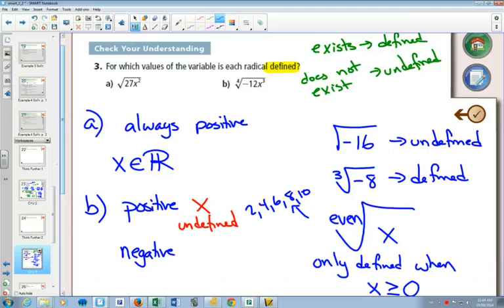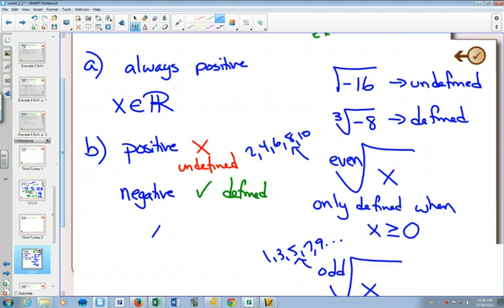If you plug in a negative number for x, like negative 3, you'd have negative 3 times negative 3 times negative 3, which would give you negative 27, and then you multiply by negative 12. And a negative times a negative is positive, so this works. Negative numbers will be defined, because when you plug in a negative number, you will get a positive number inside the radical, and that'll work. So the way we would write all of our negative numbers is we would say that x has to be less than or equal to 0. And that is where it's defined.